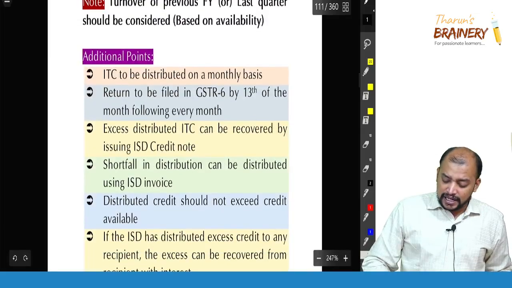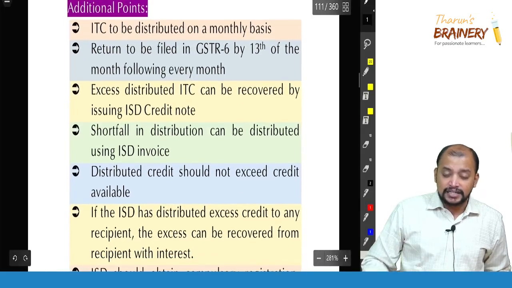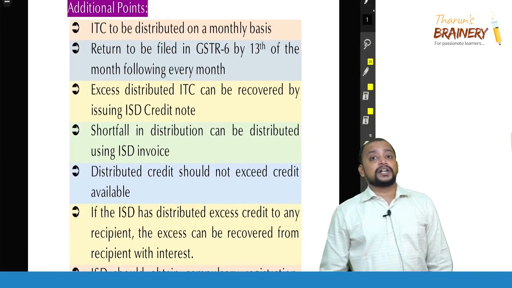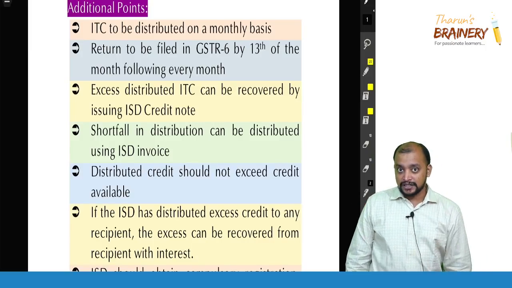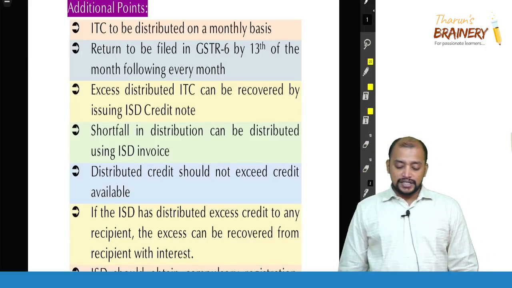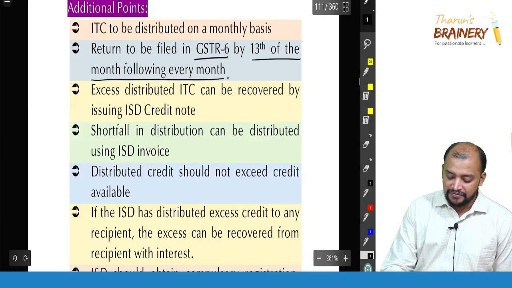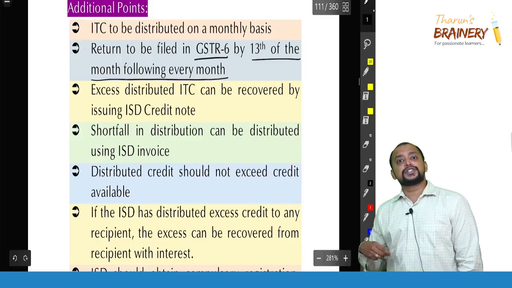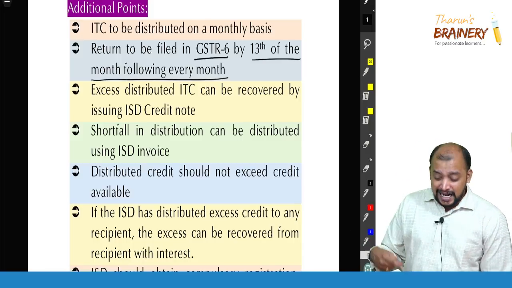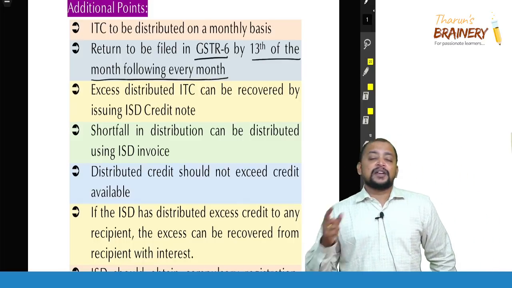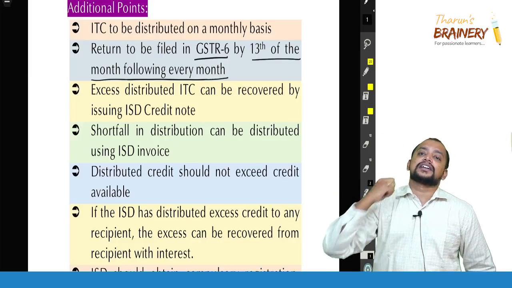Then, whether the credit needs to be distributed by ISD on a monthly basis or quarterly basis: monthly basis, and they need to file a return. What is that return? GSTR 6 by the 13th of the month following every month. Suppose they distribute any excess credit, that excess credit distributed can be recovered by issuing an ISD credit note.